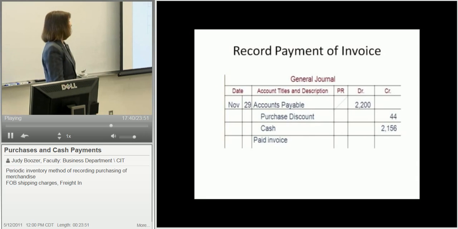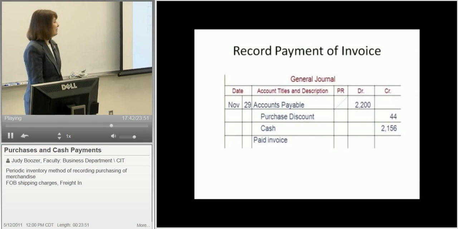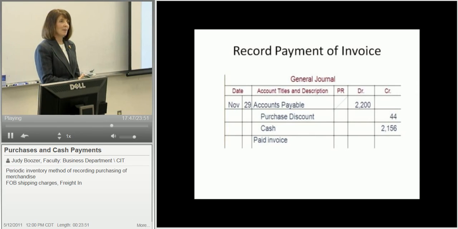Okay, here's the payment of an invoice. First of all, again, accounts payable gets debited, reducing debt. You'd also have the company's name, the vendor's name right there.